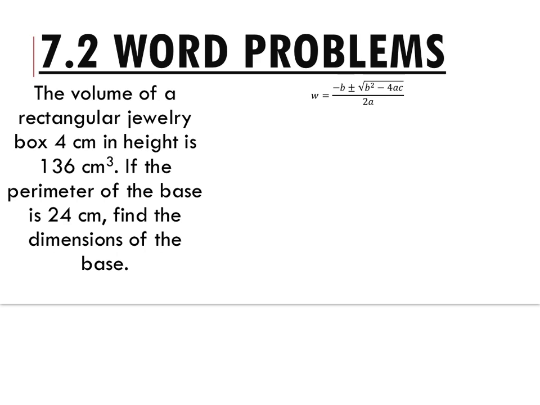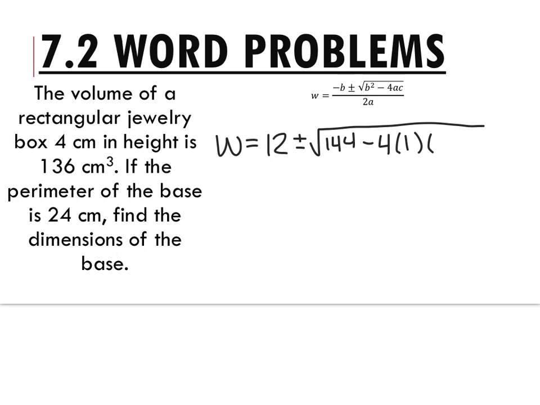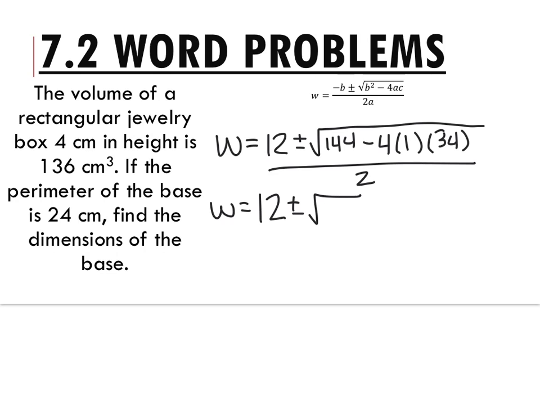Okay, so you have written down, so we're trying to figure out W. So W equals, our B was negative 12, so it turns positive in here, plus or minus. You square 12 and you get 144. Plus or minus square root, B squared minus 4, A was 1, C was 34, all over, and I'm just going to write 2 because A was 1. So W is equal to 12 plus or minus. I'm going to go ahead and just do a bunch of this in one step. I'm sure you guys have figured out you can just do it in your calculator.